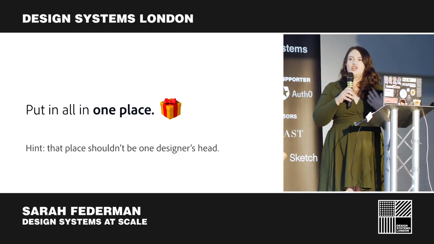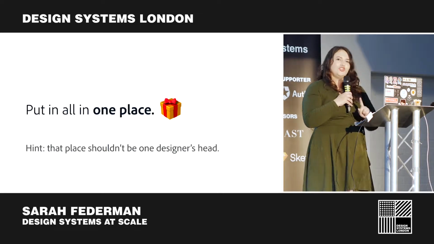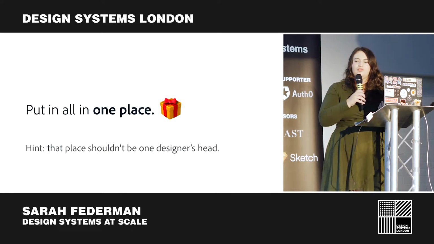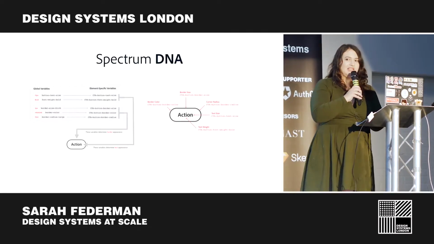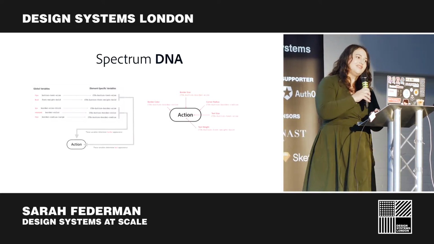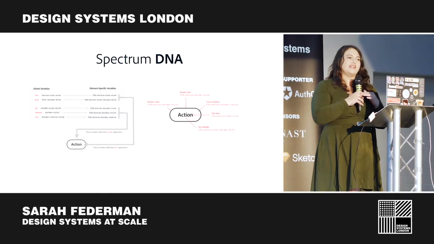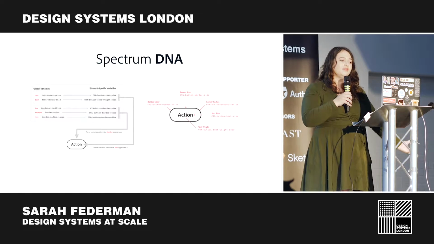So the first thing that we try and do is we just put it all in one place, and hint, that place should not be one really smart designer's head. So the thing that we're doing is what has been talked about several times today, sorry to repeat, but that is design tokens. And we have a system called Spectrum DNA, which lets us write our tokens in JavaScript and then compile them to a bunch of different platforms.